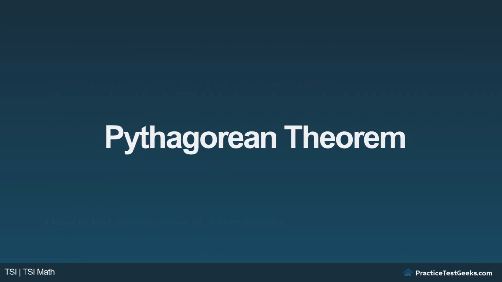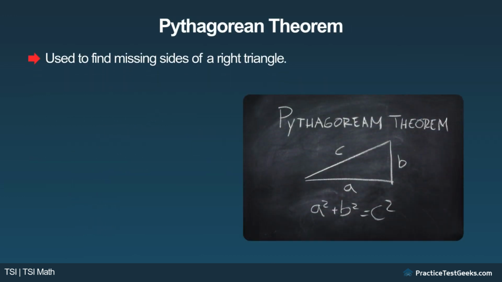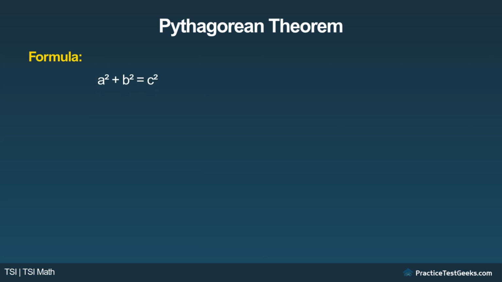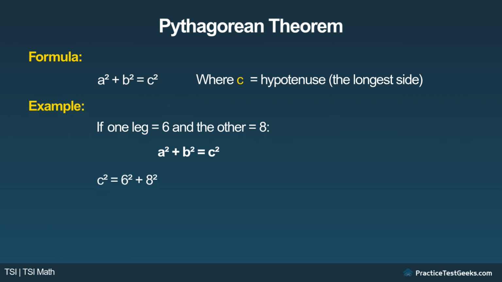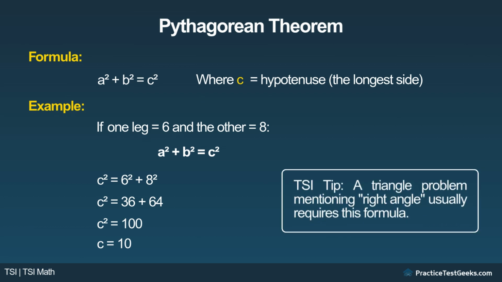Pythagorean theorem, used to find missing sides of a right triangle. Formula: a squared plus b squared equals c squared, where c equals the hypotenuse, or the longest side. Example: if one leg equals 6 and the other equals 8, c squared equals 6 squared plus 8 squared. That is 36 plus 64, which equals 100. Take the square root: c equals 10. TSI tip: a triangle problem mentioning a right angle usually requires this formula.